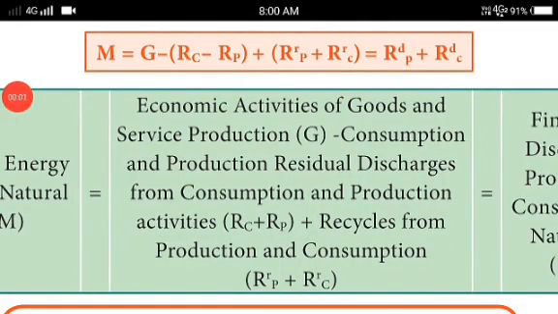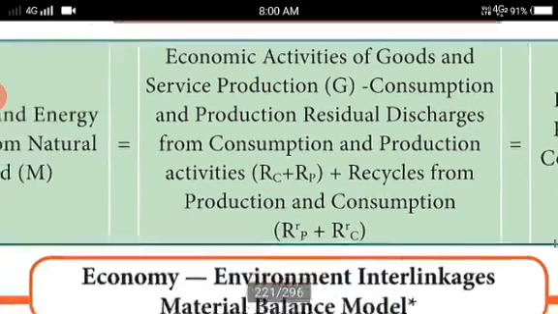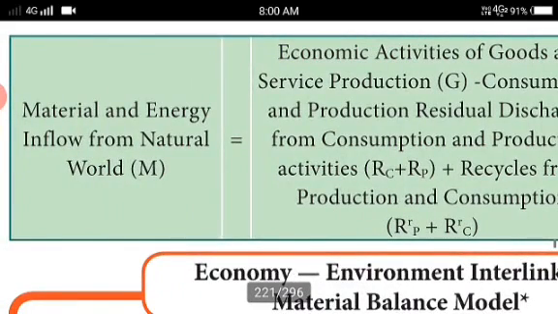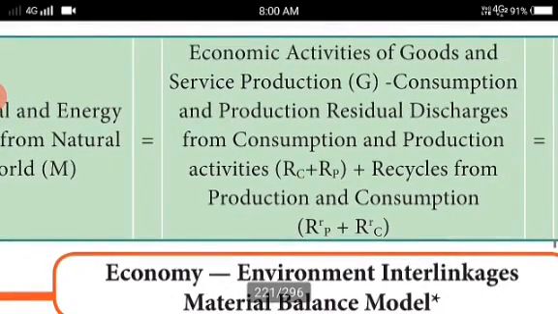In this second video, we continue the material balance model. The equation I told you, let us see the equation. M equals G minus RC minus RP plus RRP plus RRC equals RDP plus RDC. What is the meaning of this formula? Material and energy inflow from the natural world is called M. And what is G minus RC minus RP?